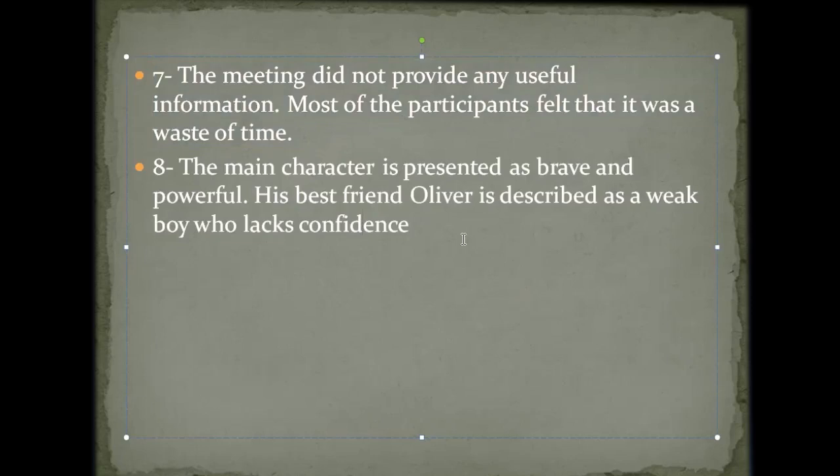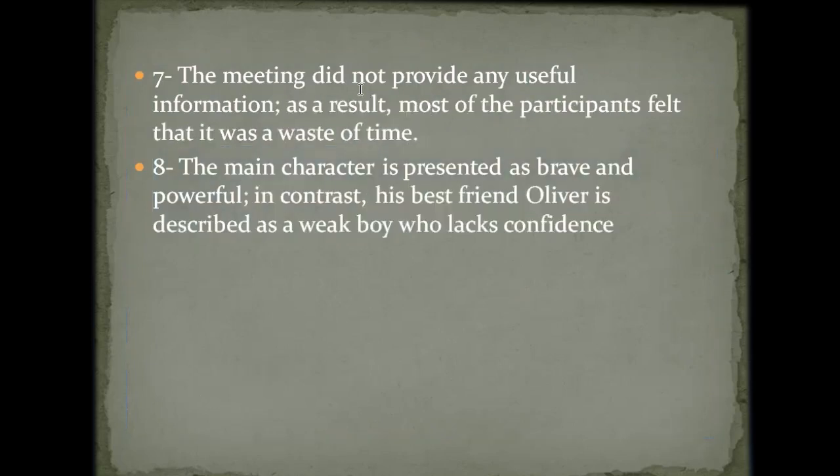When it comes to sentence 8, it seems that the connection between the 2 sentences is contrast. The main character is brave and powerful, but Oliver is weak and lacks confidence. So we have to use one of the contrasting words, like on the other hand, however, or anything like that. Let's look at the answers here.